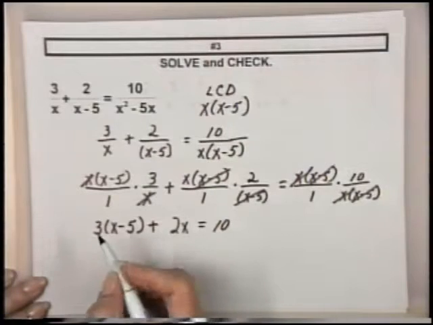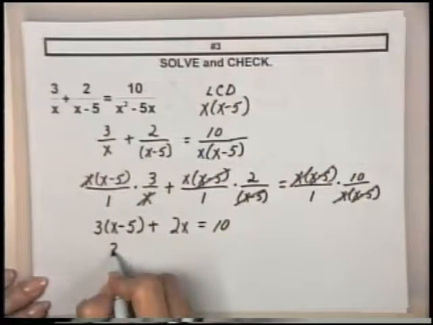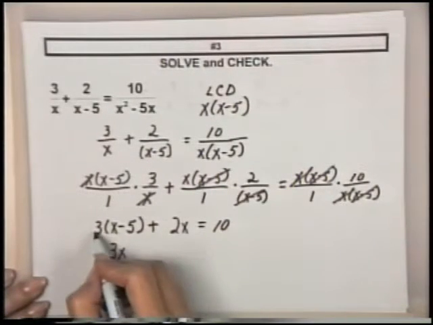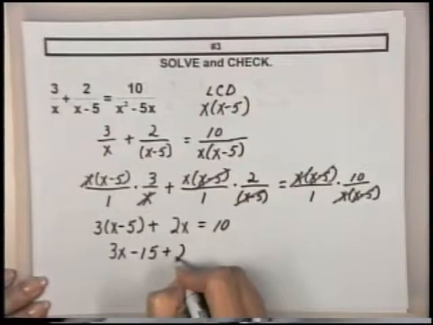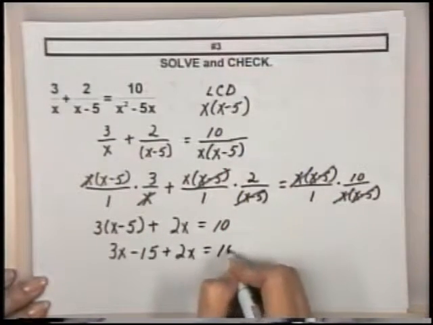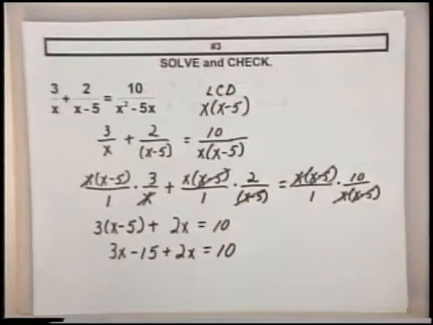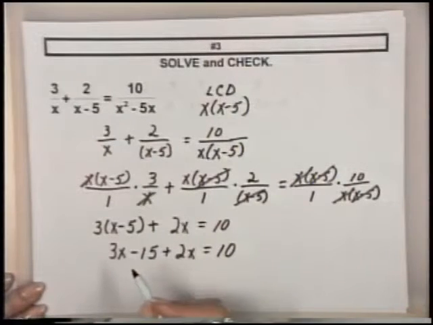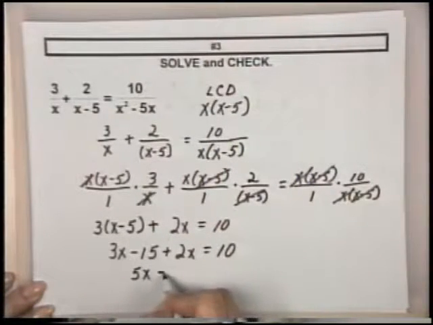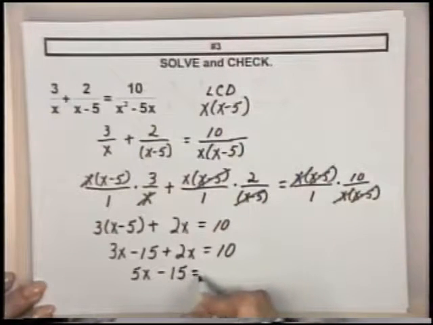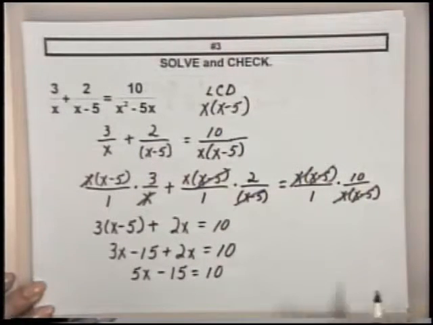Let's remove the parentheses in my resulting equation. 3 times x is 3x. 3 times negative 5 is negative 15, plus 2x equals 10. This equation is a linear equation. Let's combine like terms. 3x plus 2x will give me 5x. Subtract 15 equals 10.